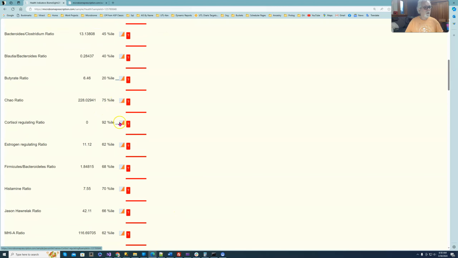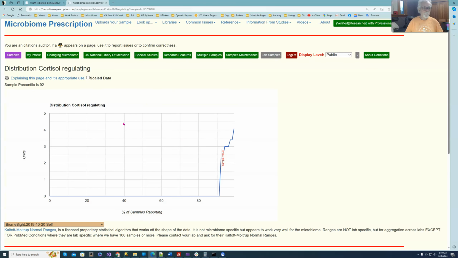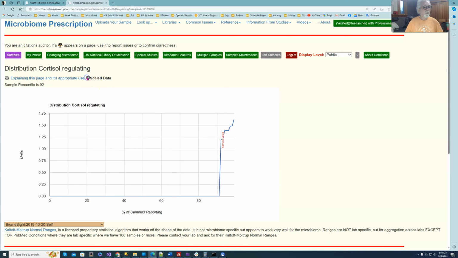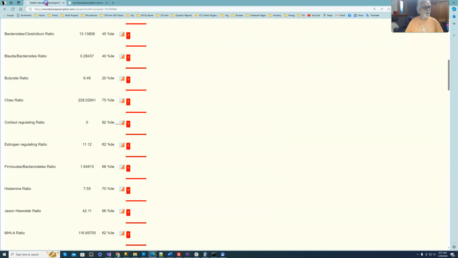If we go down to something like cortisol regulating, this is 92 percentile. This one I should show you because it's interesting. Here is where I am, and you can see that in general, there's very little of the bacteria detected. Very few of them are found. So this particularly, I would say, even though I'm a 92 percentile, I'm doing good, even though this number here is 0. That actually turns out to be a fine number.